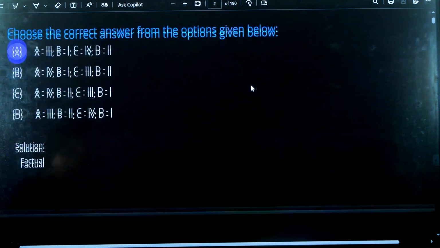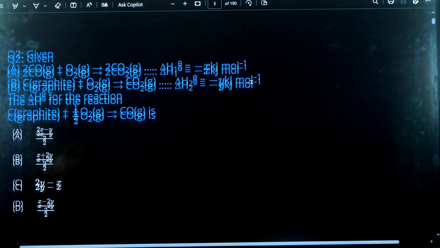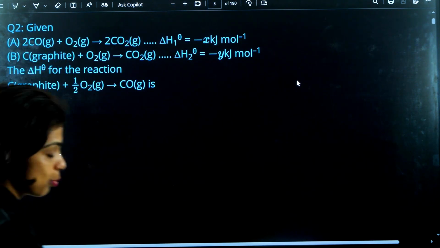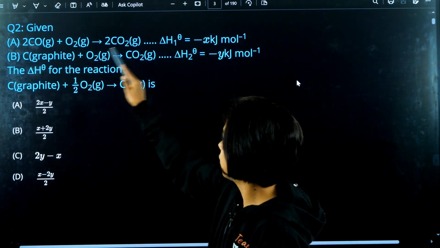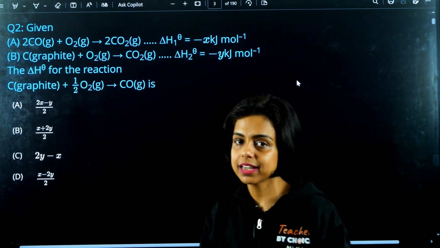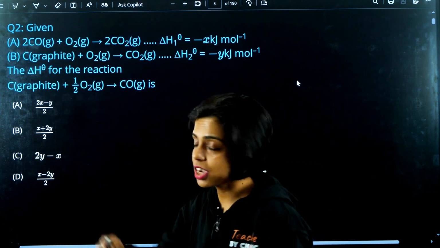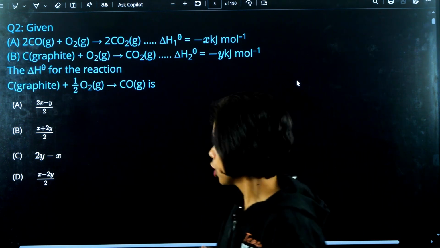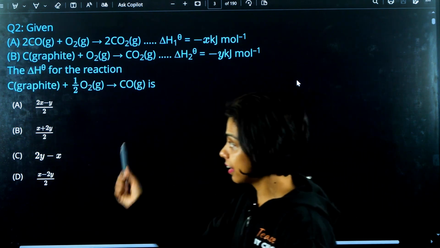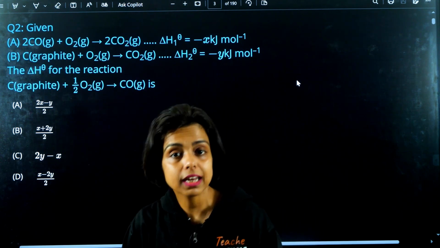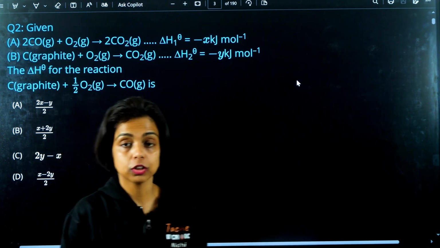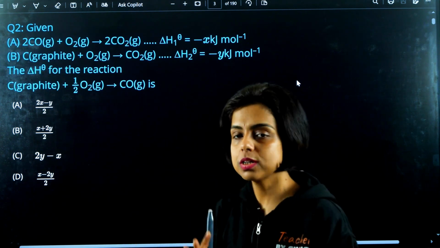You can check here. Now let's move on to the next question, which is on, I can say, thermochemistry. So we have two reactions here. Reaction 1 is given to you, and the enthalpy change delta H1 is also given to you, and the reaction 2 is also given along with its delta H. You are supposed to make another reaction and calculate its delta H. So this is based on a very important topic of your thermochemistry, that is Hess law. So it is based on Hess law.